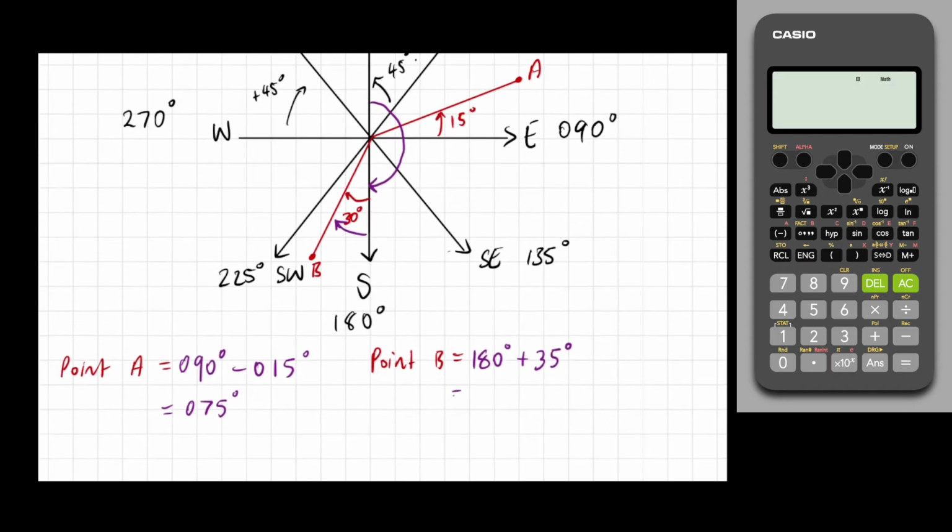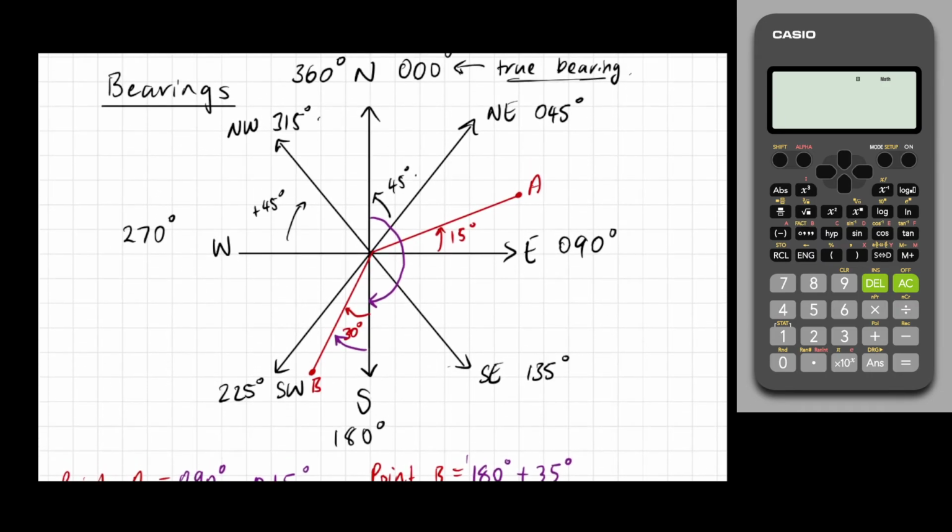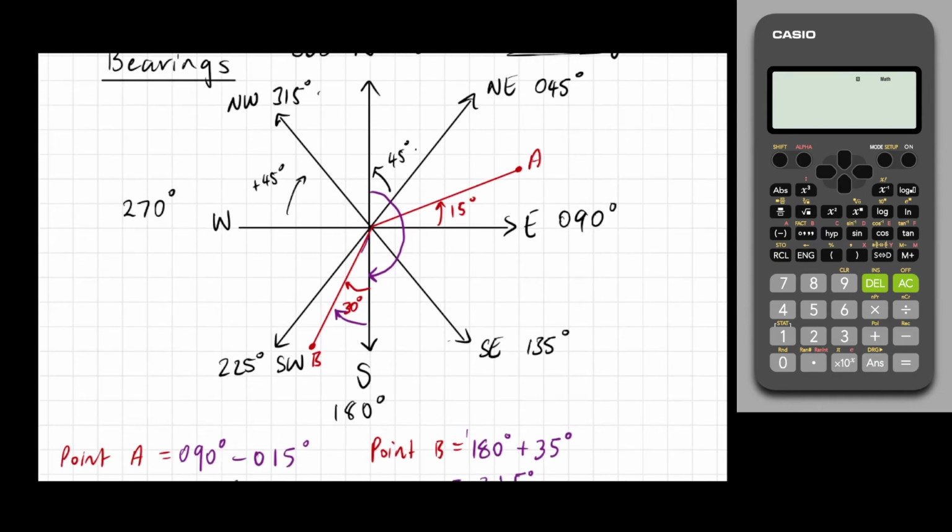Okay? So 180 plus 30, well, let's do the simple maths there. 8 plus 3, 11. Carry the 1, so it's 210 degrees. So it's a bearing of 210 degrees. So if I started facing north and I turned to that bearing, I would be facing the direction of point B. Okay, and then I could do some walking along that point if I needed to. So that's pretty much bearings in a nutshell.